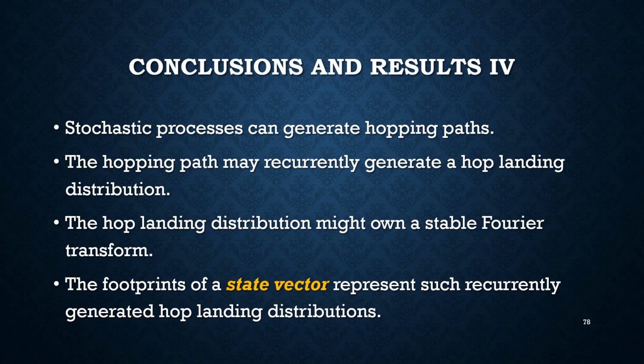Stochastic processes can generate hopping paths. The hopping path may recurrently generate a hop landing distribution. The hop landing distribution might own a stable Fourier transform. The footprints of a state vector represent such recurrently generated hop-landing distributions.